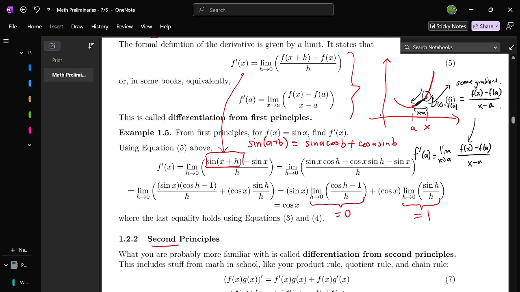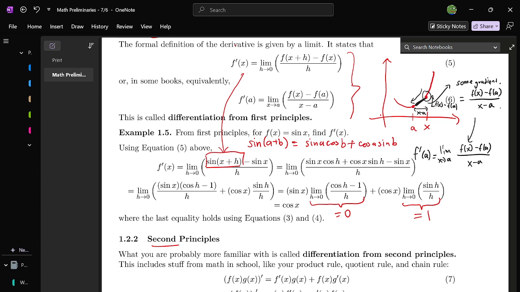And of course, everyone knows that d over dx of sine x is cosine of x. So that just means that we have done it correctly. And first principles always work. I would like to stress that first principles always work because that's how it's named. First principles, meaning that it will always work.